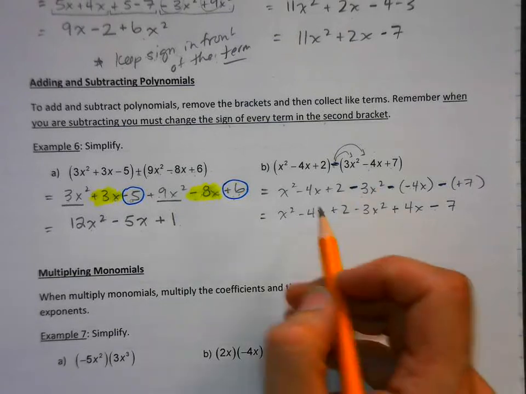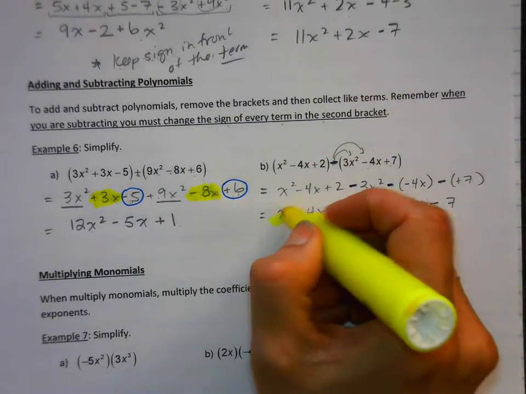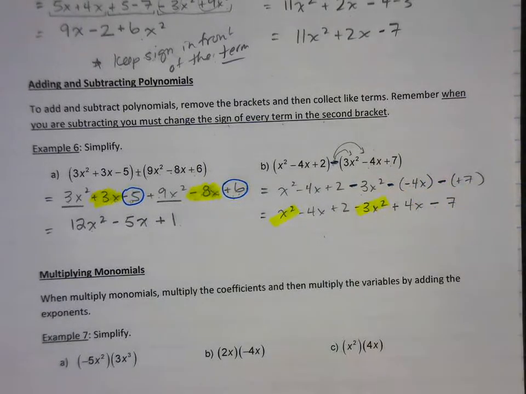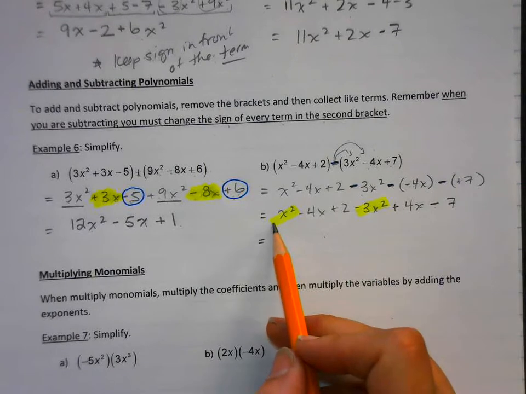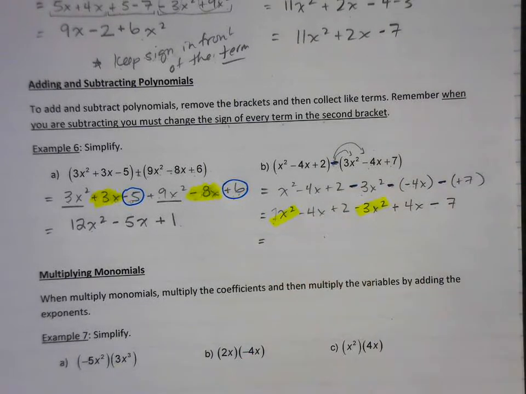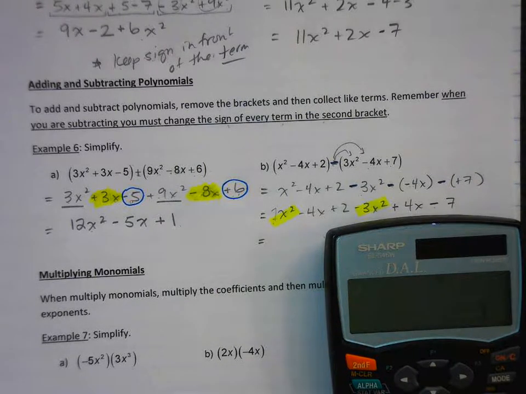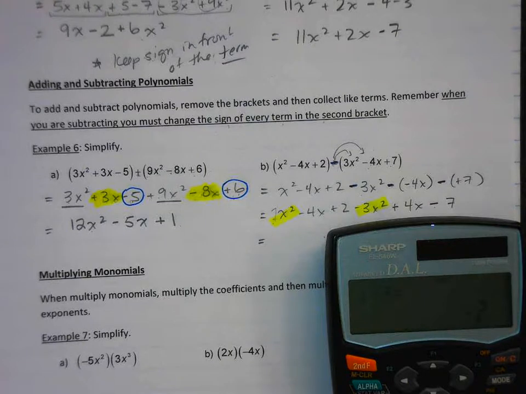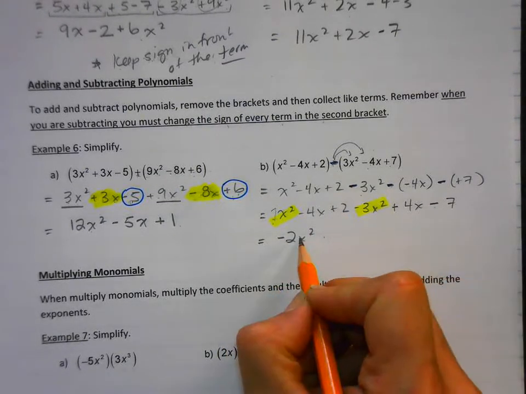Okay. Now we go ahead and let's collect like terms. I'm going to use my highlighter. I have an x squared and I have a negative 3x squared. So let's do those. Now if there's not a number in front, it means that there's a 1. Because if you write it, it means that there's 1 of them. So I have 1 minus 3. 1 minus 3 is negative 2. But that's with an x squared term.